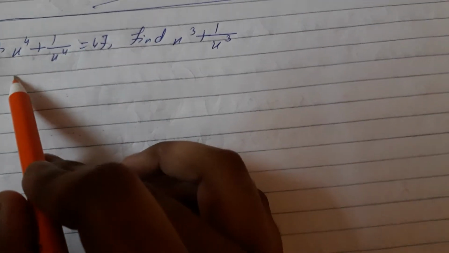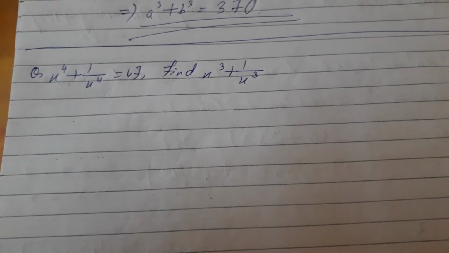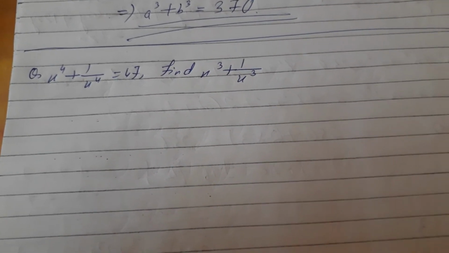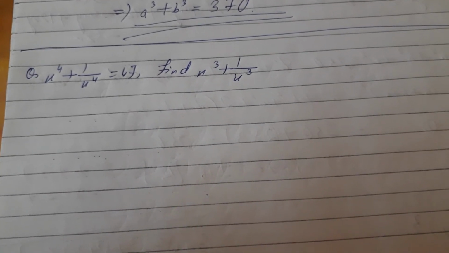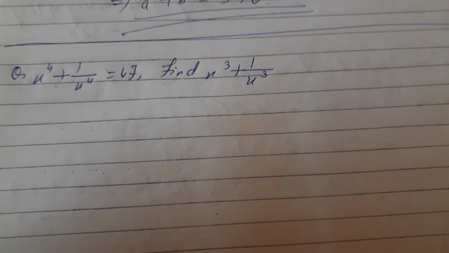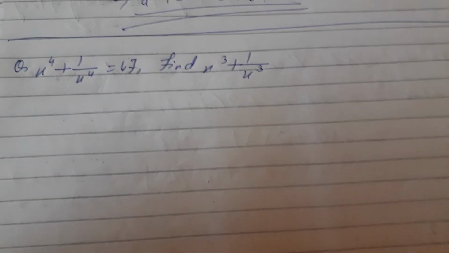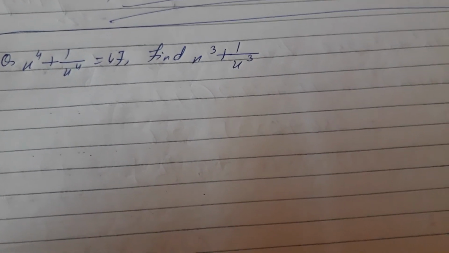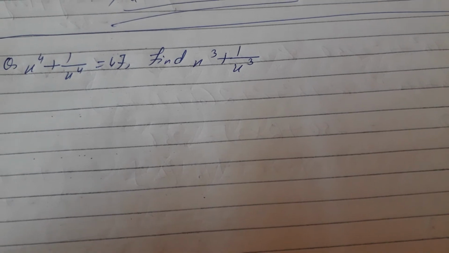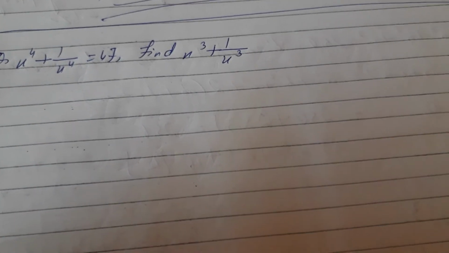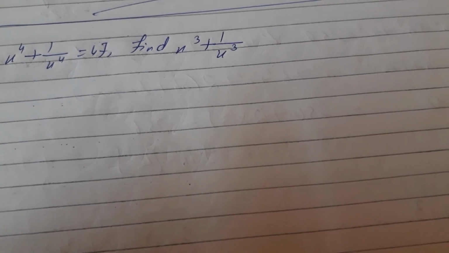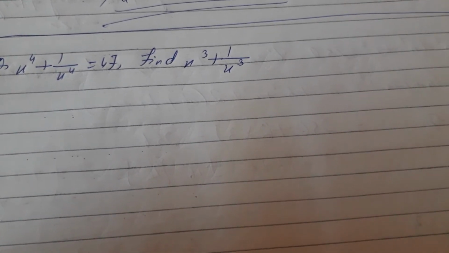Last but not the least, here is given x to the power 4 plus 1 divided by x to the power 4 is equal to 47. Now you have to find x cube plus 1 divided by x cube. Don't be afraid, students, see carefully. First see the given part, x to the power 4 plus 1 divided by x to the power 4. We all know x to the power 4 comes from x square.